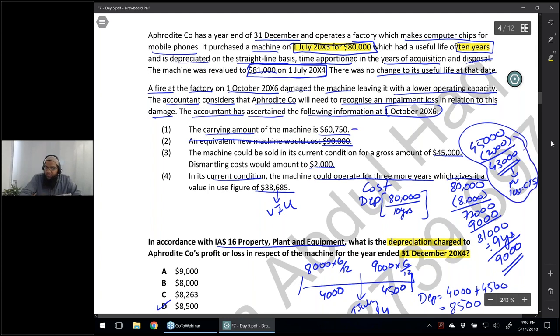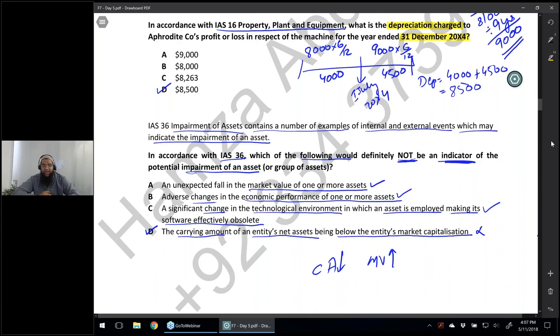So 60,750 minus 43,000 is going to be the impairment loss, which is 17,750. This is the amount of the impairment loss to be recognized. If I go back to the question and look at the options available, your correct answer is going to be option B. 17,750 is the impairment loss that should be recognized.